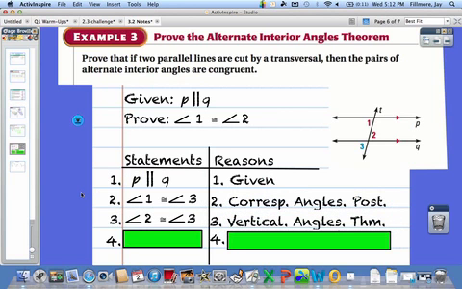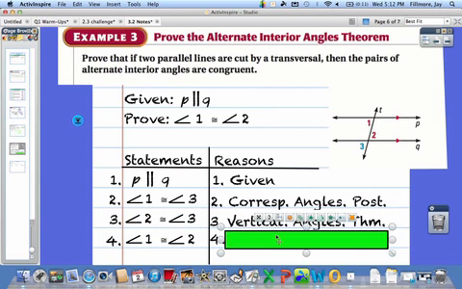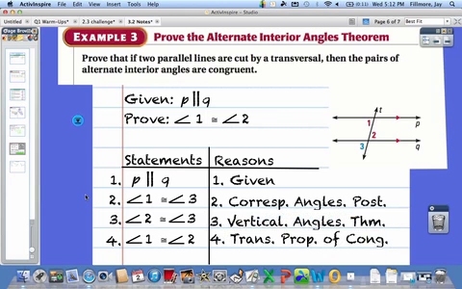And since 1 is congruent to 3 and 2 is congruent to 3, they are congruent to each other by the transitive or substitution property. So any of these theorems or postulates about these special angle pairs we can use in proofs to prove that certain angles are congruent or supplementary or what have you. This is a very short, brief proof of the alternate interior angles theorem, just for your viewing pleasure.